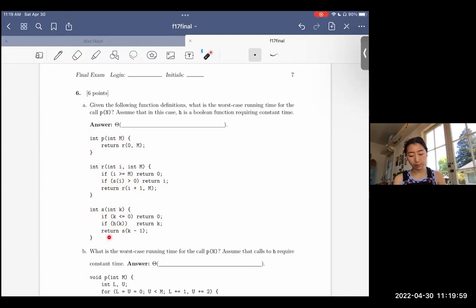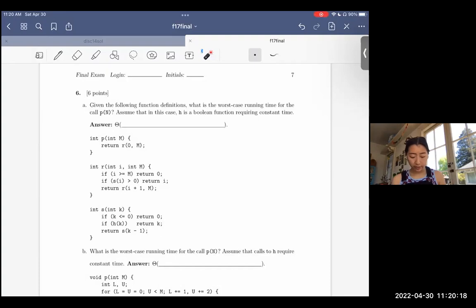We're going to start with S because it's the end of the chain, right? S only depends on H really, which we know is constant. And so we can analyze S first. If you'd like, you can pause the video right now and take a moment to think, what is the worst case behavior for S?